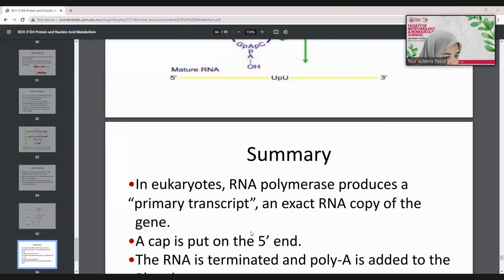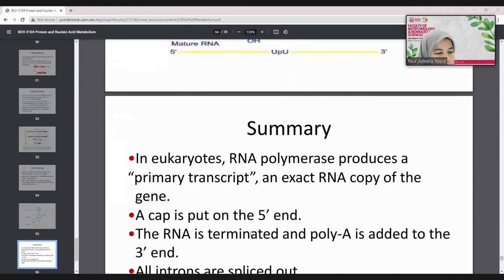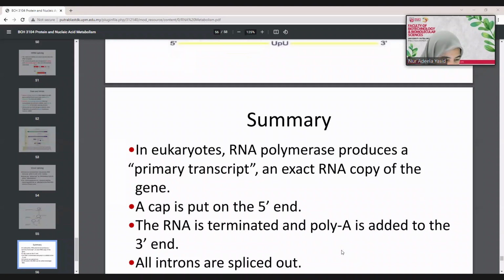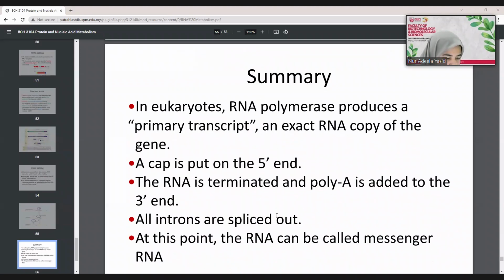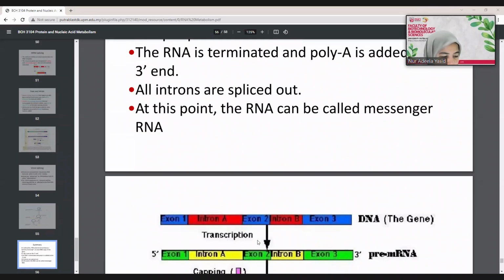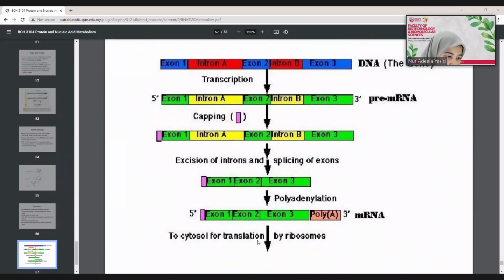For a summary, RNA polymerase produces a primary transcript, an exact RNA copy of the gene. A cap is put on the 5' end, and the RNA is tailed, with poly A added to the 3' end. The introns are spliced out at this point. The RNA can then be called messenger RNA.